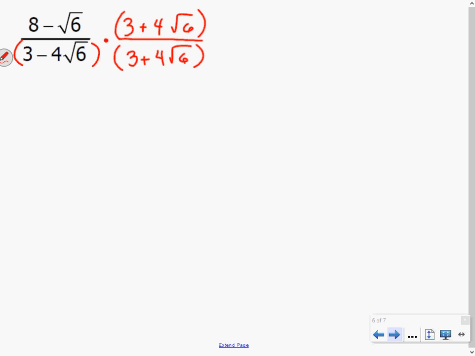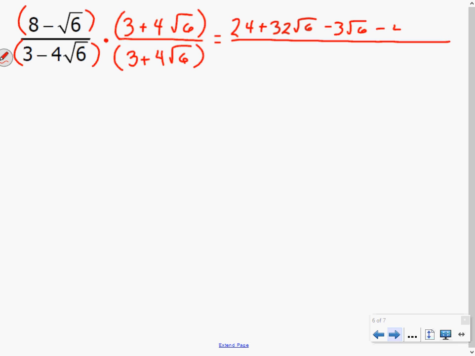So this is going to be kind of a mess, right? There's a lot more that goes on here. There's a lot more involved. So we need to FOIL in the numerator and the denominator. My numerator is going to become 24 plus 32 square root of 6 minus 3 square root 6 minus 4 times the square root of 36.